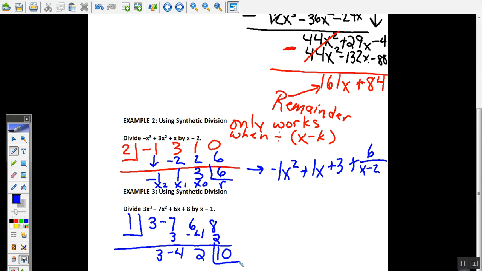Okay. So if this is my remainder, this is my x to the 0 power, my x to the first. So 3 is going to be 3x to the what? So my solution here for this would be simply 3x to the second minus what, kids? 4x. Minus 4x plus 2 plus what over what? 10 over x. There you go.